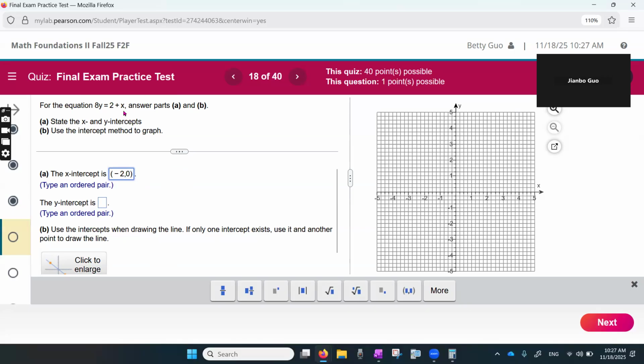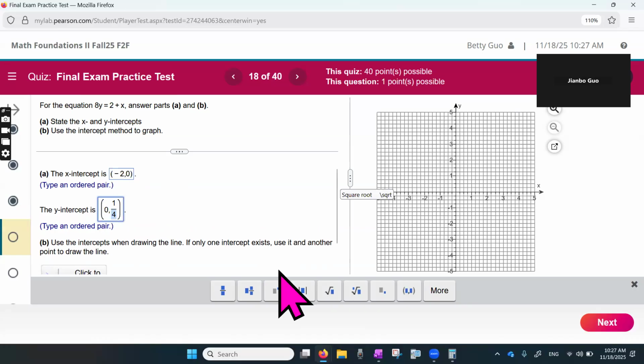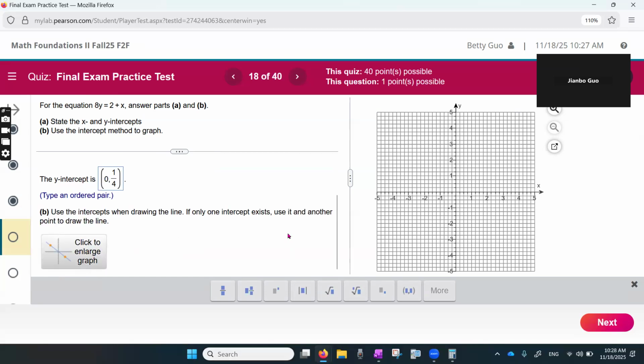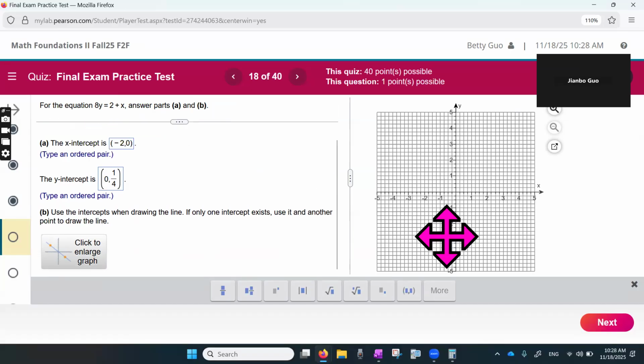To find the y-intercept, make x be 0. Solve for y. As you can see, y is going to be a quarter, right? So the answer is going to be, and word the pair, 0, comma 1 over 4. Make x be 0, y equals 1 over 4. B, use the intercepts when drawing the line. If only one intercept exists, use it and another point to draw the line. Okay, we have both intercepts.